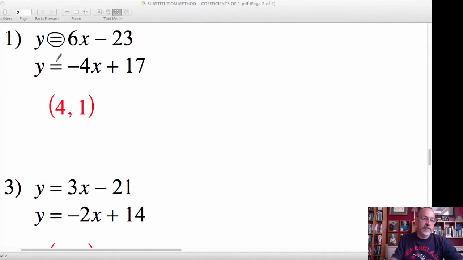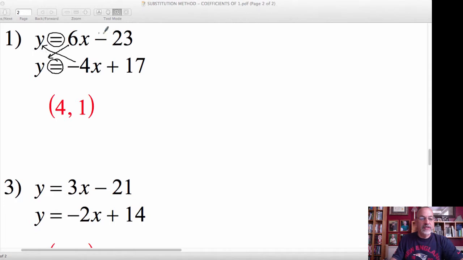Now it happens in this system that I also have a second equation where y is also equal to this negative 4x plus 17. So again, what that communicates is that this negative 4x plus 17 can be interchanged with a y in the other equation. So actually I could either substitute the 6x minus 23 in for this y, or I could substitute the negative 4x plus 17 in for this y. As long as I do it in a second equation, I'm okay, and it doesn't matter which way you do that. Again, the purpose of doing that is that it's going to create an equation that has just the letter x in it, which then allows me to determine the value of x.